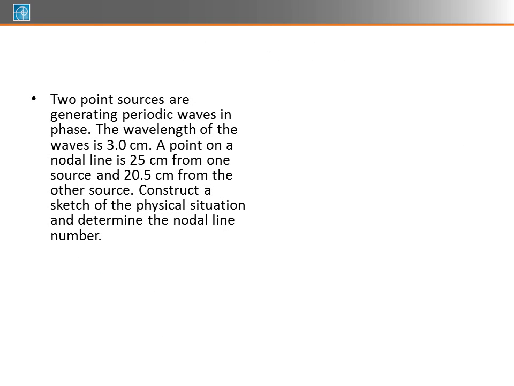So let's try another problem. It's kind of the same problem, but worded a little differently. We have 2 point sources generating waves in phase, and the waves have a wavelength of 3 centimeters this time. At a point on the nodal line, it doesn't say which one, we know it's 25 centimeters from one source and 20.5 centimeters from another. So let's construct a sketch and see what we get. My short one is 20.5 and my long one is 25.